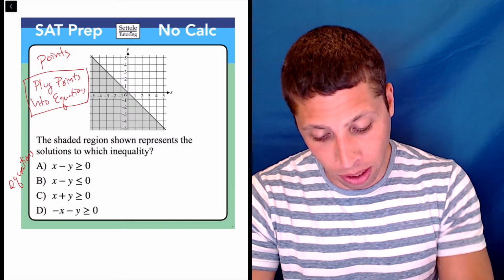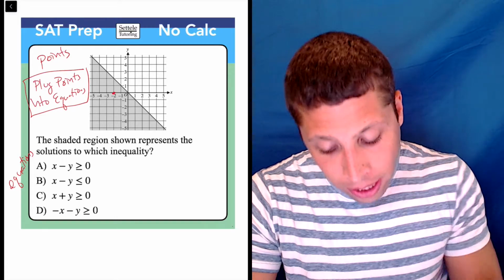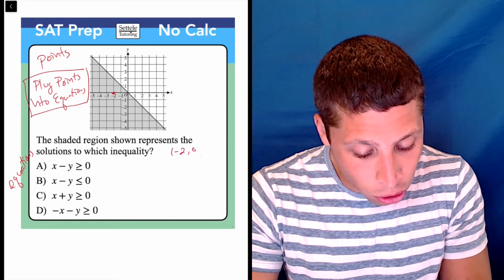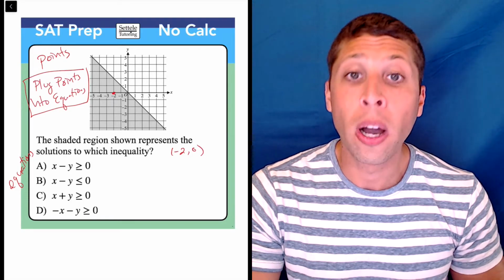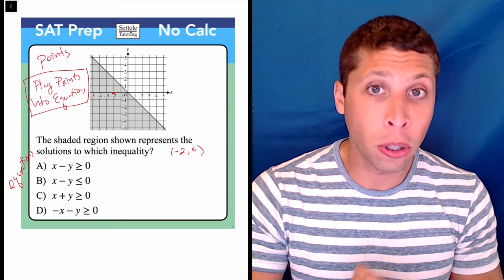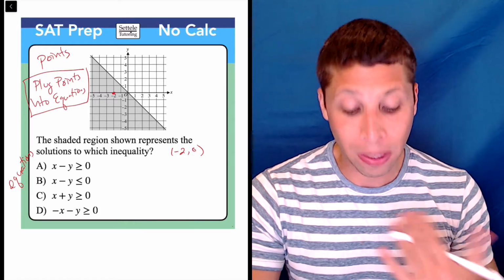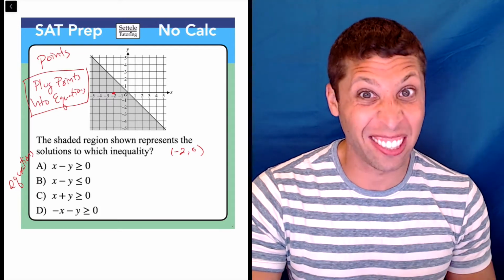So I'm going to start somewhere simple. Let's start with this point right here, which is in the shaded region, and that is the point -2, 0. So my x is -2, my y is 0, and this should produce a valid inequality when we plug it into all these answer choices. Because the 0 is the y, that makes the y's just kind of disappear, which is good.